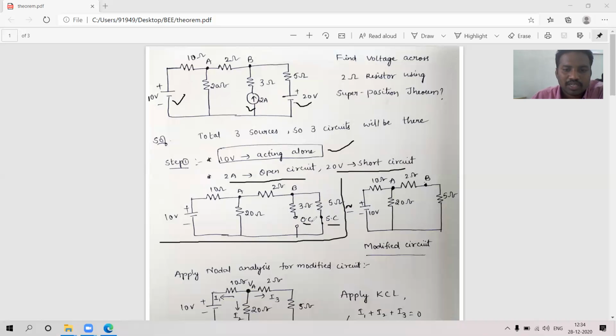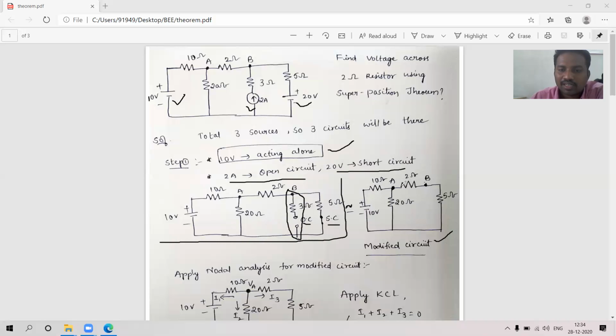Now what I am doing is, here one open circuit is there. If it is open circuit, this total branch can be eliminated because no current will be flowing in the branch. So I am eliminating it; the modified circuit will be like this: 10 volts, 10 ohms, 20 ohms, 2 ohms and this 5 ohms. Okay, this is the modified circuit. In the question they are asking, find voltage across 2 ohms, that is between point A and point B.